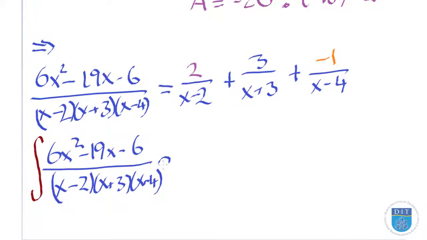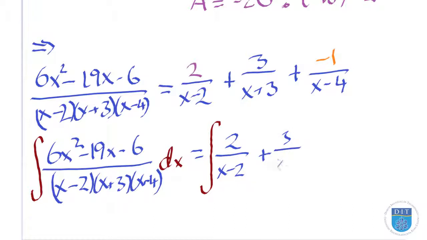I'll do the dx in red just to highlight that the dx comes hand in hand with that swirl integration symbol. They appear together, and you're being asked to integrate the blue expression between them. Right, so the integral of that original fraction must be exactly the same as the integral of these individual fractions. So it's the integral of 2 over x minus 2 plus 3 over x plus 3 plus minus 1 over x minus 4 dx.